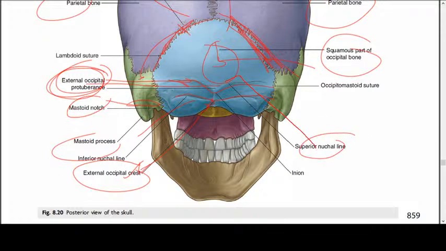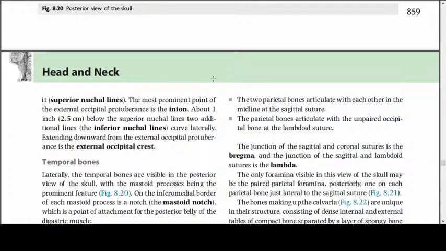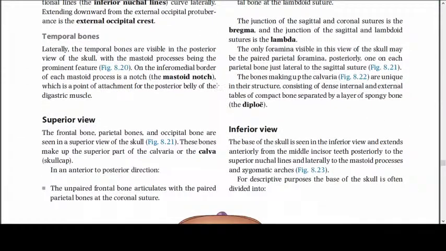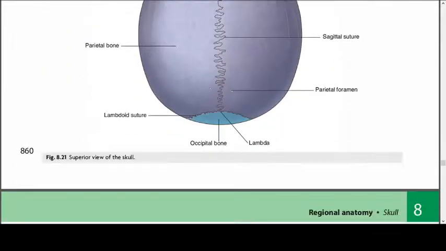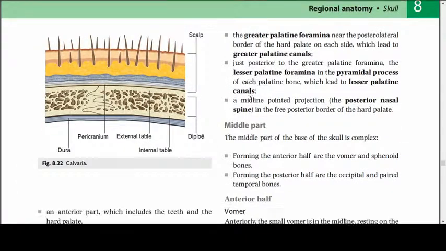This is the superior nuchal line. There are two types of nuchal line: the superior nuchal line and the inferior nuchal line. They are also present near the external occipital protuberance. The external occipital protuberance is right here. This is a super review; there's nothing new in it.